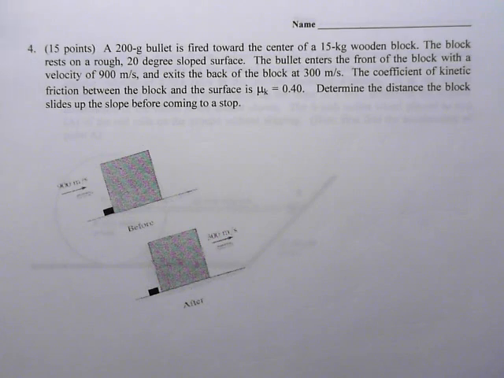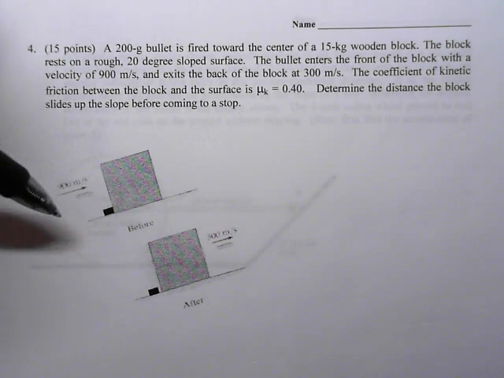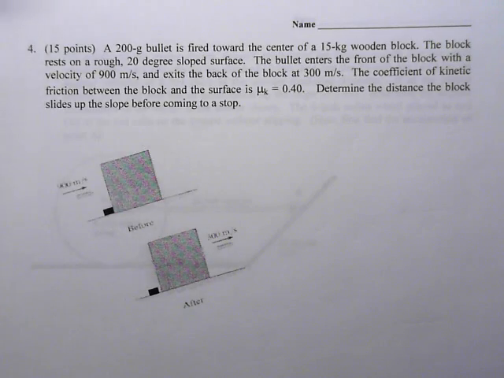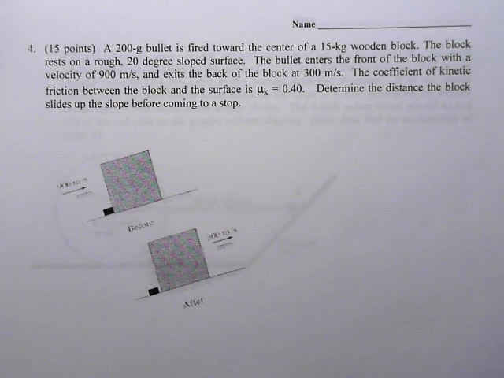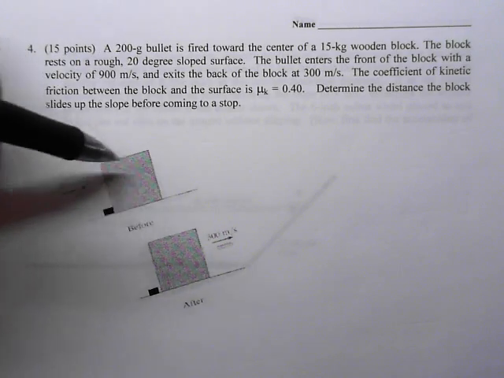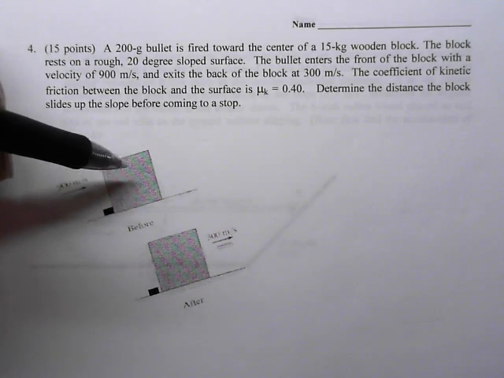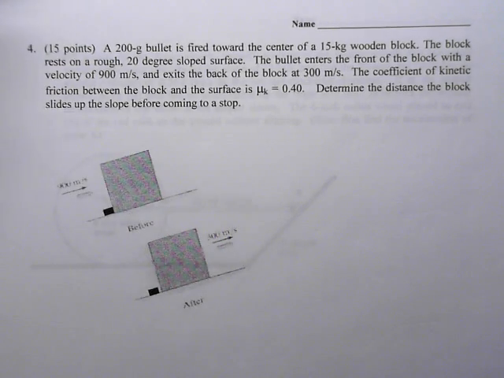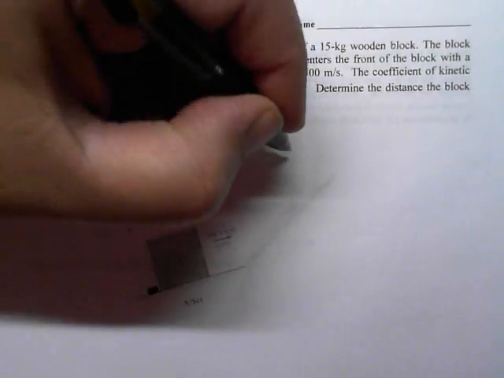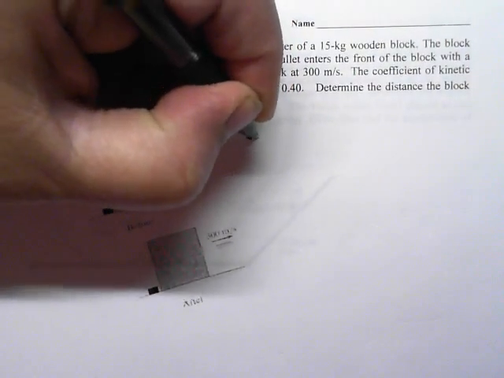Okay, the coefficient of kinetic friction between the block and the surface is 0.4. Determine the distance the block slides up the slope before coming to a stop. The key thing is we know what happens to the bullet as it passes through the block. It goes through a momentum change. And so rather than writing conservation of momentum for the bullet-block pair, which is true, we're going to focus on the bullet itself.